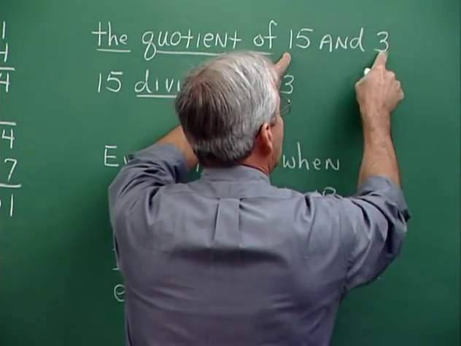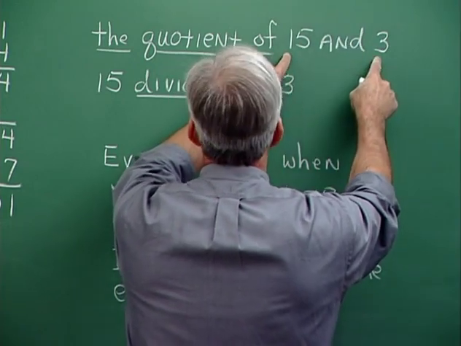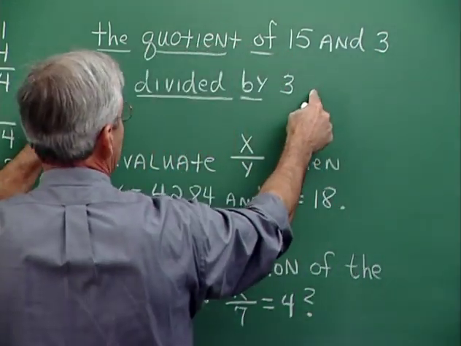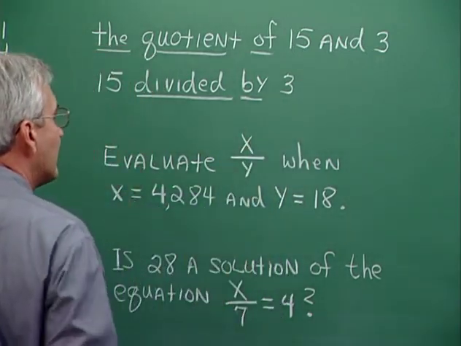You see, that last number is the divisor. So this is 15 divided by 3. And here it is in words, 15 divided by 3. Divided by implies the idea of dividing as well.